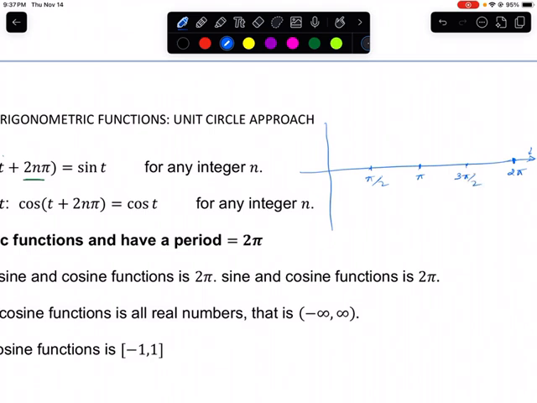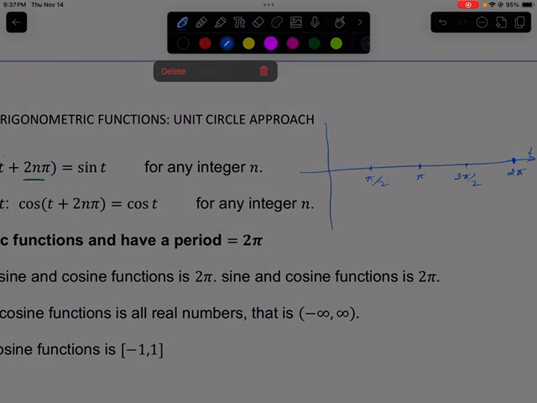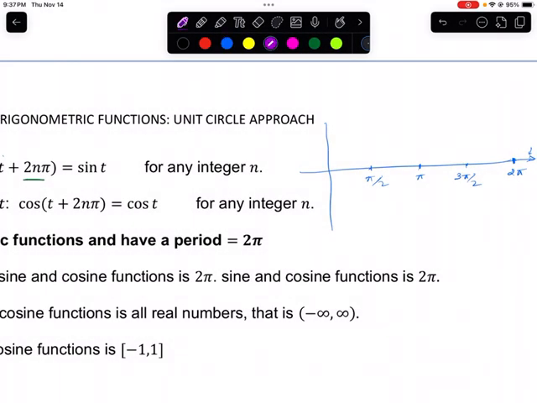Now the cosine function, it is 0 at pi over 2 and 3 pi over 2. Okay, and it is 1 at... where did my 1 go? Okay, this is, let's say, 1, and this is negative 1. So this will be 1 at 0. At 0 it will be 1, and at 2 pi it will be 1. At pi it will be negative 1.